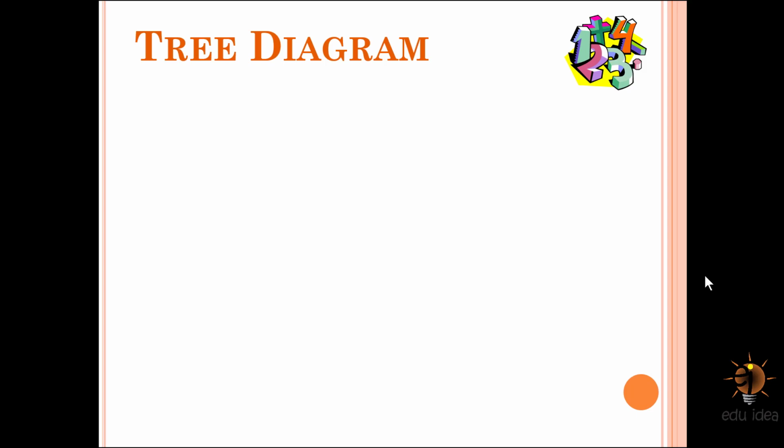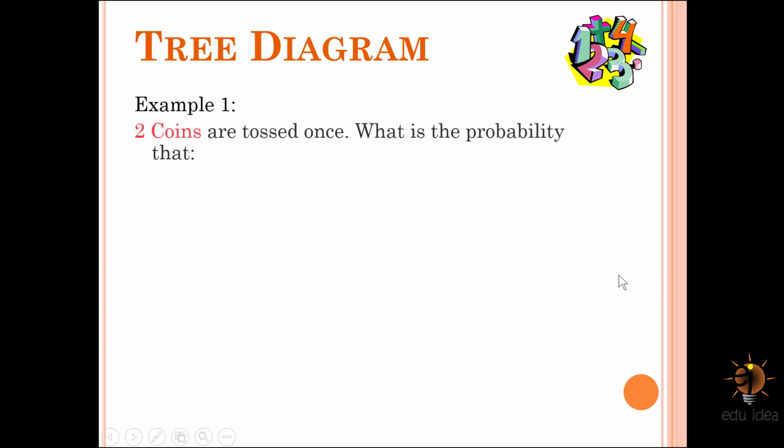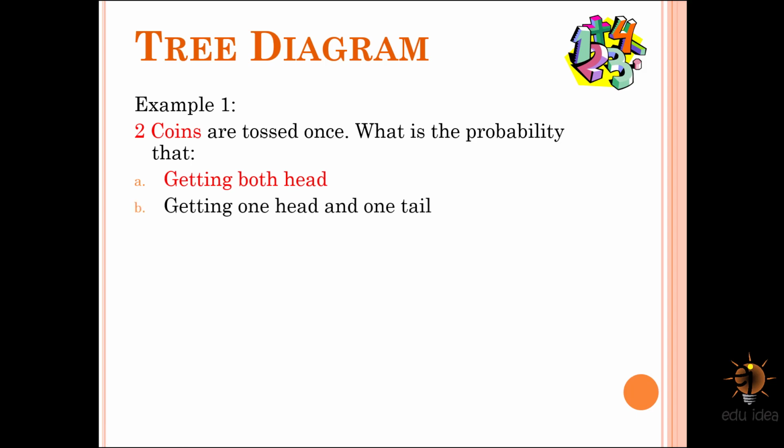So let's say we have two coins that are tossed once. What is the probability of question A, getting both heads; question B, getting one head and one tail; and question C, getting at least one tail? Okay, so we can use a tree diagram to calculate the probability. So let's draw the tree diagram.